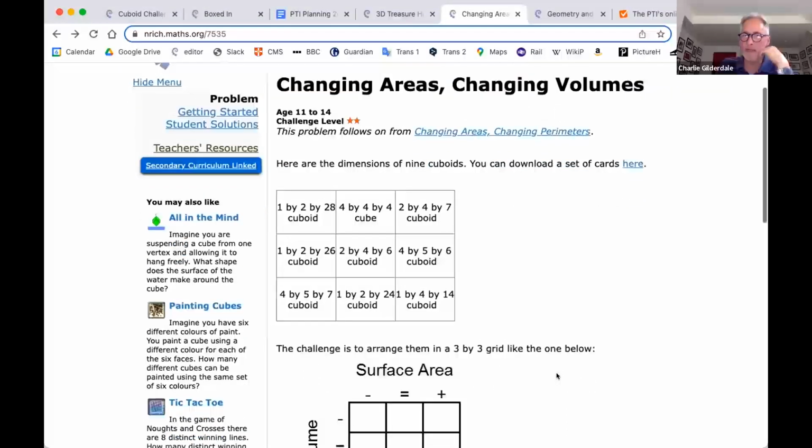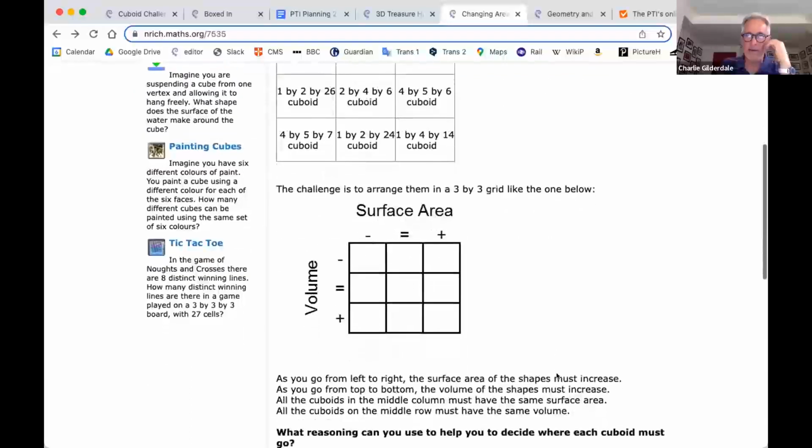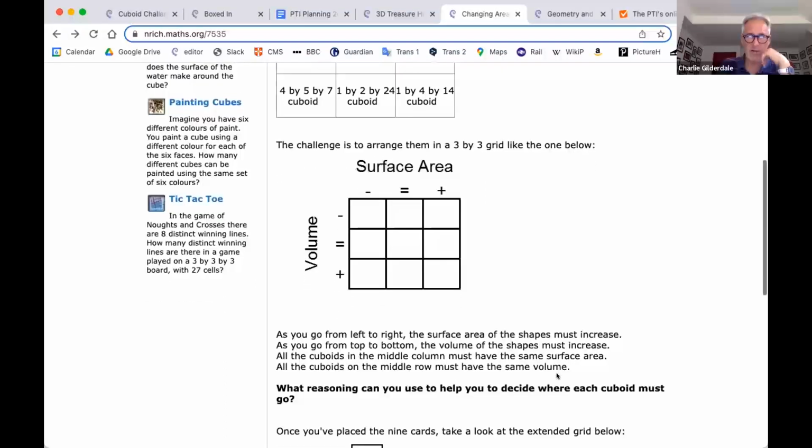We're given the dimensions of 9 cuboids, and the idea is to arrange them into a 3x3 grid, which looks like the one below. As it says here, as you go from left to right, the surface area of the shapes increases. As you go from top to bottom, the volume of the shapes must increase. All the cuboids in the middle column will have the same surface area. All the cuboids in the middle row will have the same volume.